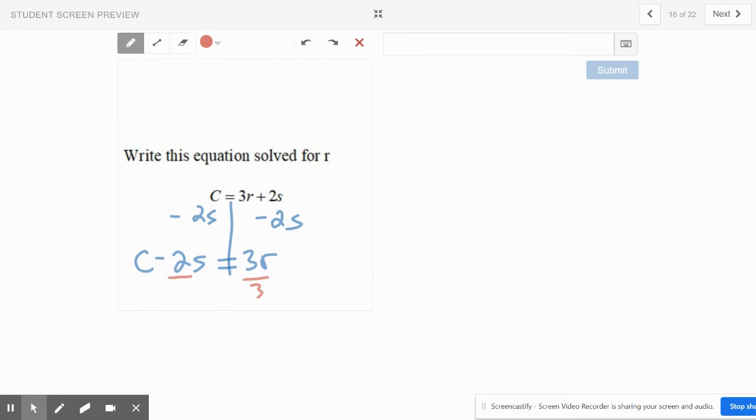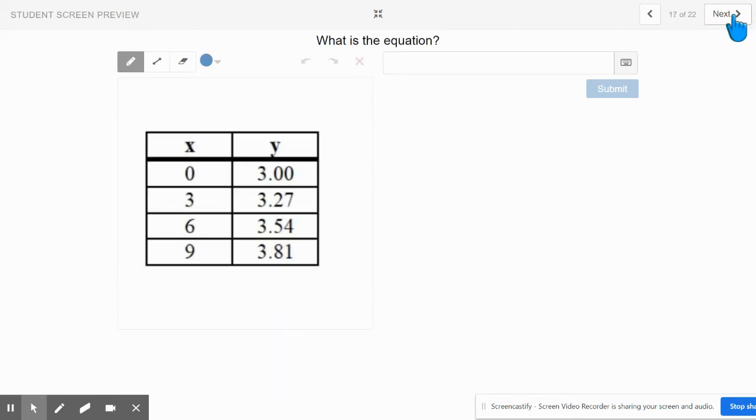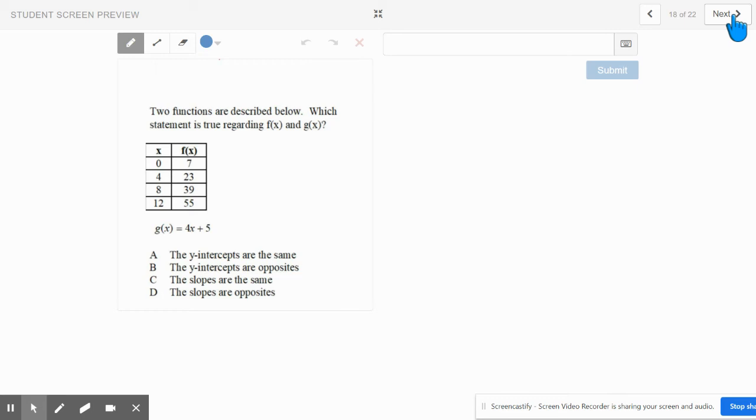Or to make it a little cleaner with this one, you're not doing any y = mx + b kind of problems. This would be what r equals. You got rid of the r's there. Now that's what r equals: c minus 2s, all divided by 3. All right, you can handle those. I don't need to go into that.